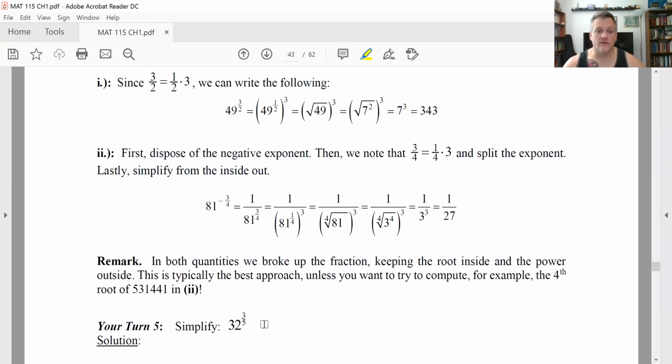All right, you can go ahead and try this your turn on your own. Do the exact same thing. Rewrite 3/5 as 3 times 1/5 and proceed. You can check that on your own later on.